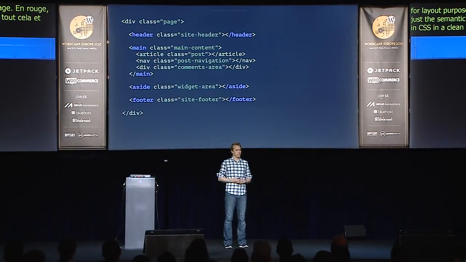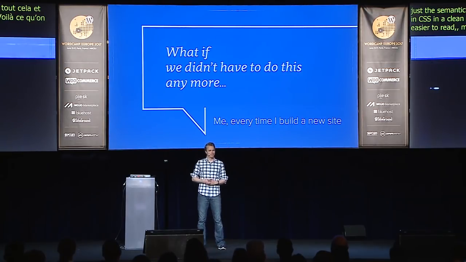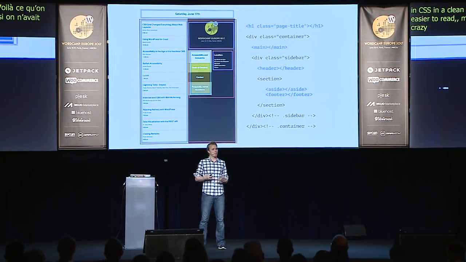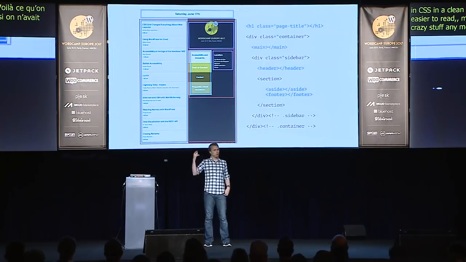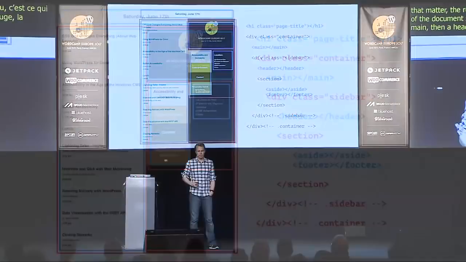Instead of this layout, we'd have this, which is easier to read, makes way more sense. What if we didn't have to do all this crazy stuff anymore? If you look at my example, the blue items are the ones that matter. The red don't. But even if I take away the red items, the structure of this document still makes no sense. We have a heading one, then we have a main, then we have a header, then we have an aside, and then we have a footer.